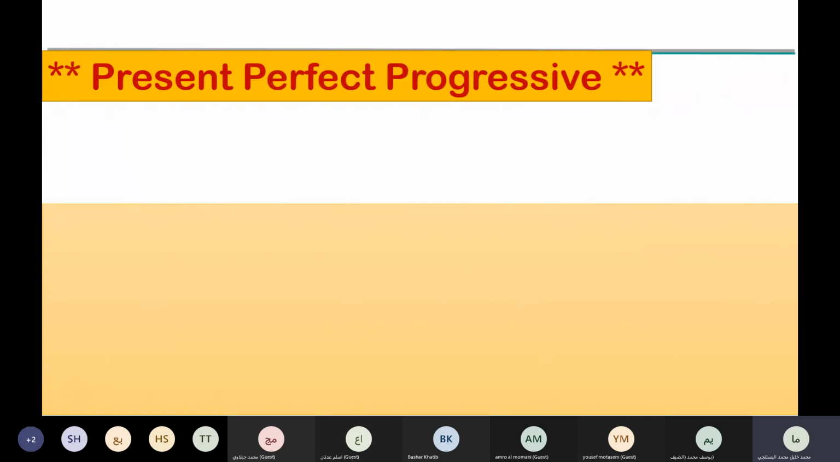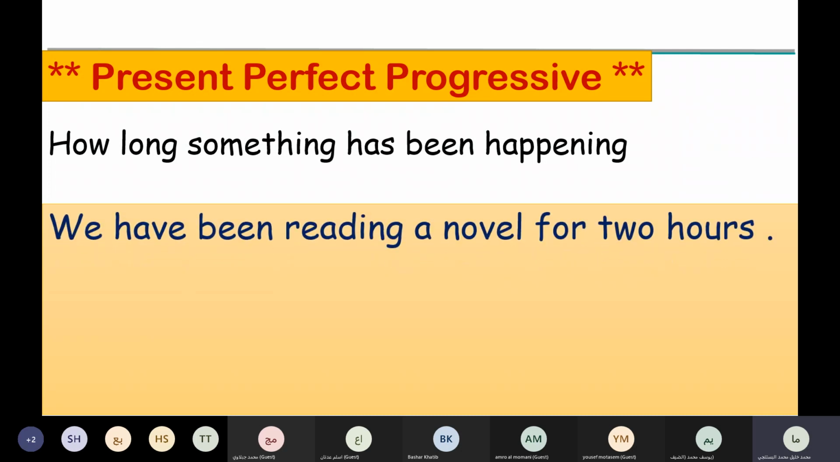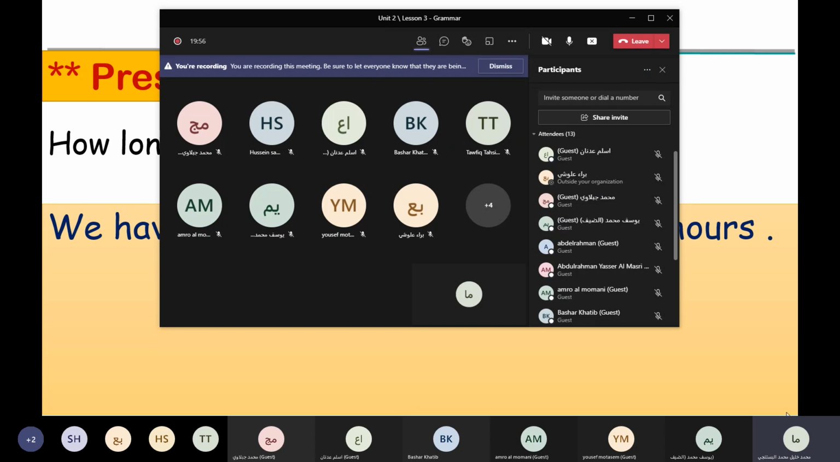Okay, now just to revise here, present perfect progressive. We use it when we want to ask how long something has been happening, asking about the duration of time. If you want to talk about the duration of time, we use what? The present perfect progressive: have, has, been, verb with ing form. Who can read the example here?